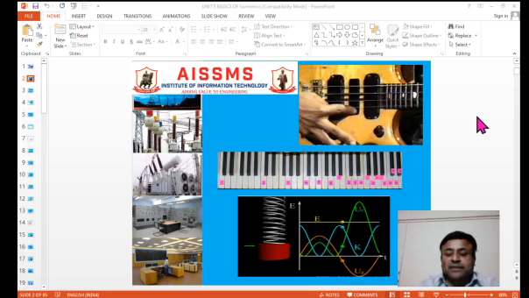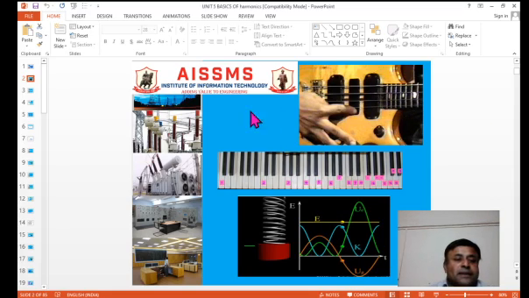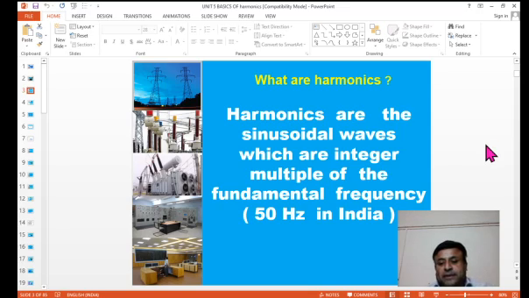Electrical harmonics are not at all amusing. They are not at all making us comfortable, but they are causing headache because of a number of problems. So under this subject, we are going to study the electrical harmonics. In electrical harmonics, we can define harmonics as an integer multiple of the fundamental frequency.